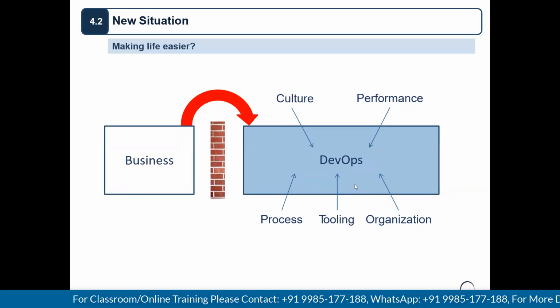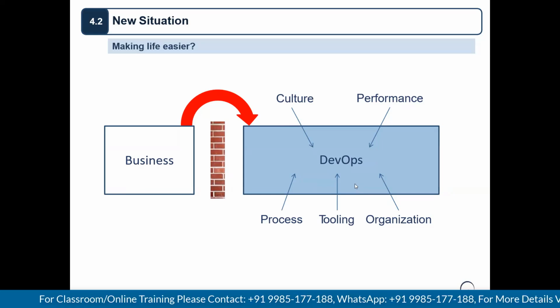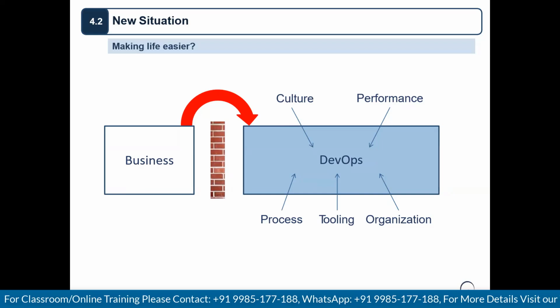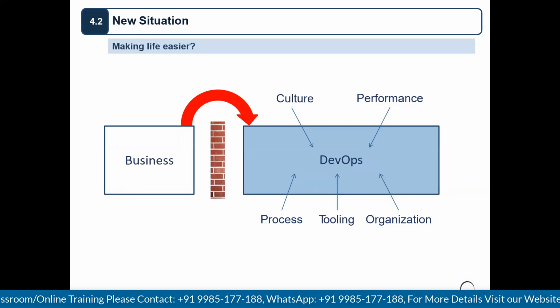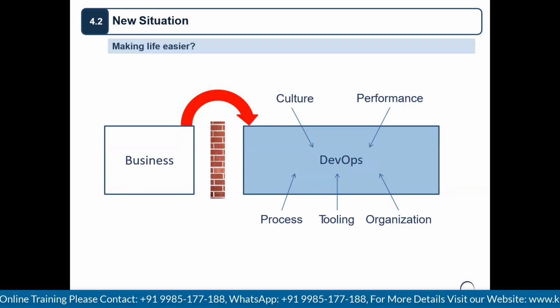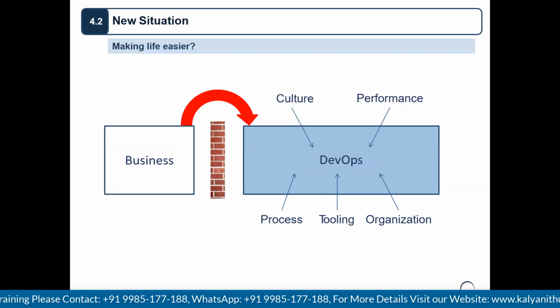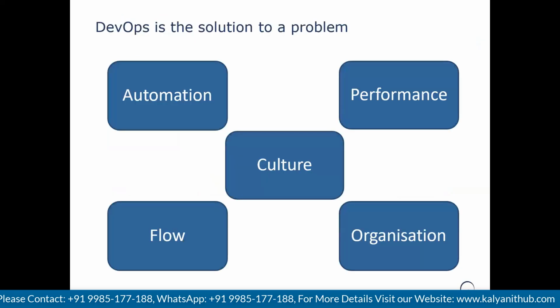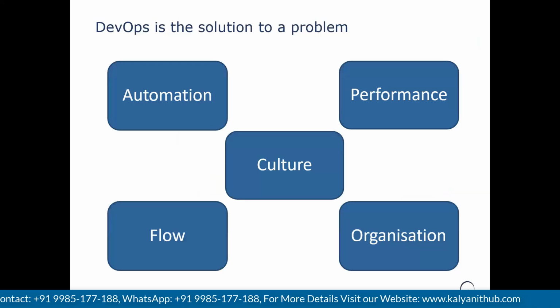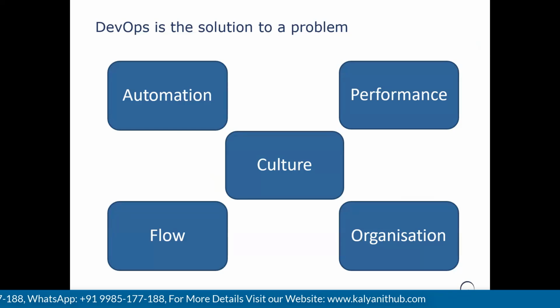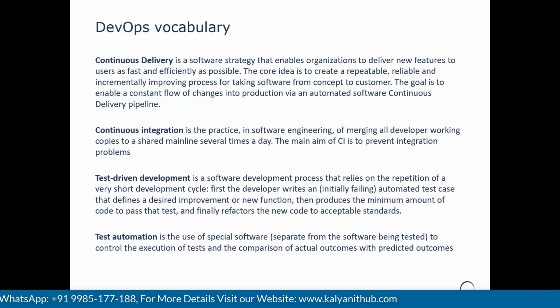So as per the market needs, DevOps will come into the picture, where we are working with development plus operations, where we can collaborate all the members in culture, performance, and process, and we are working with the tooling and organization levels. Okay, so this is how we can see the overall progress of the software industry. See here, we are working with the automation side, performance, culture, flow, and the organization level.